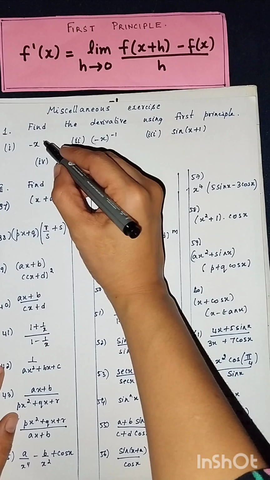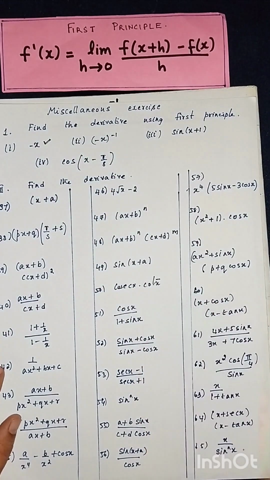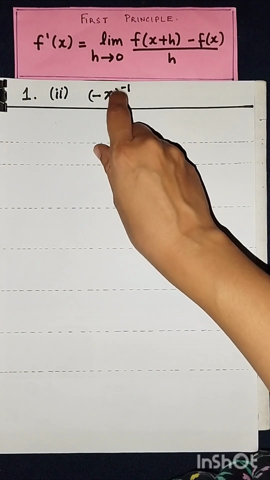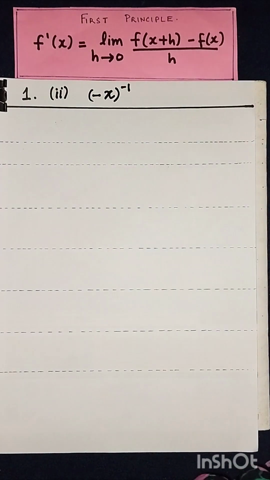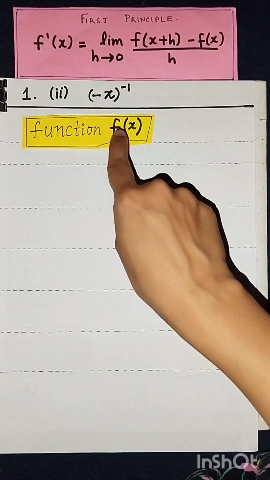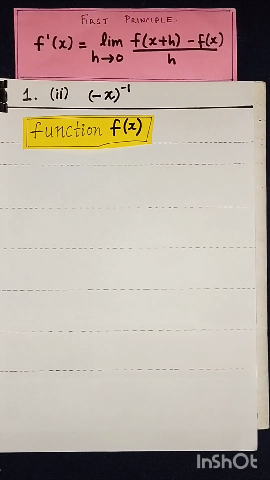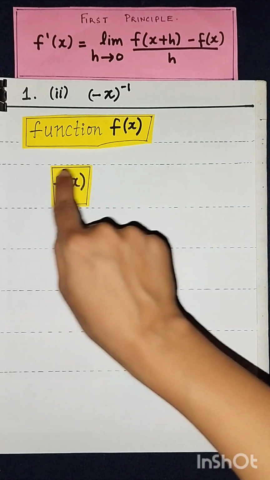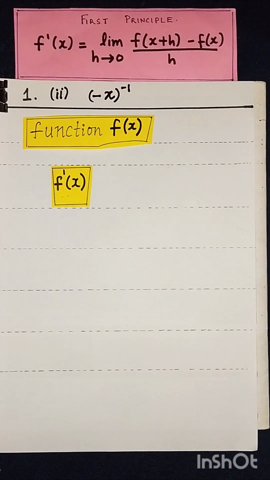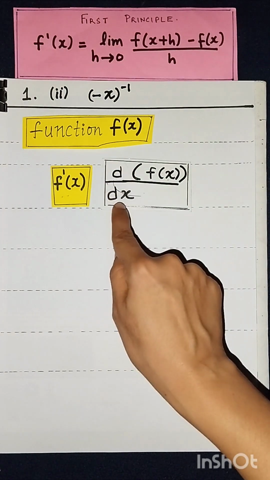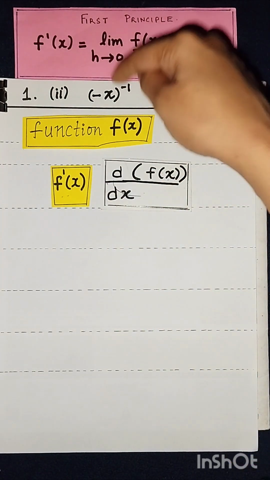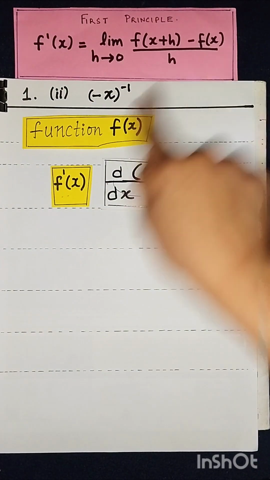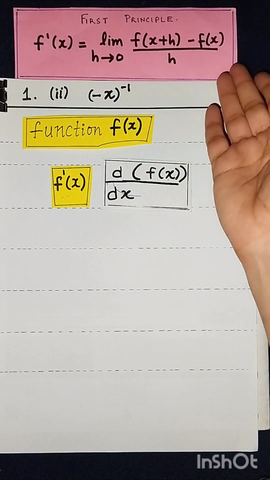So we completed the first sub question. Now let us solve the second sub question using first principle. So the question is minus x to the power minus 1. What is this exactly? This is a function f of x. Now what we have to find? We have to find the derivative of this, that is f dash of x, which is also denoted as d by dx of f of x, that is d by dx of this. But using what? Using first principle. This is what we want, but using first principle.